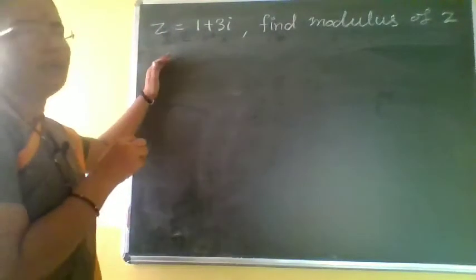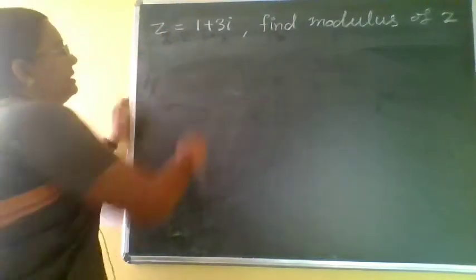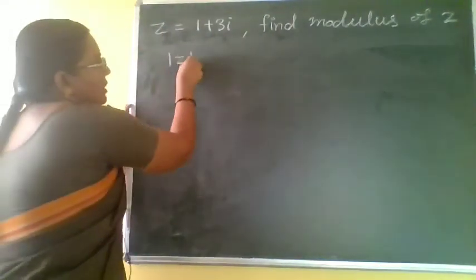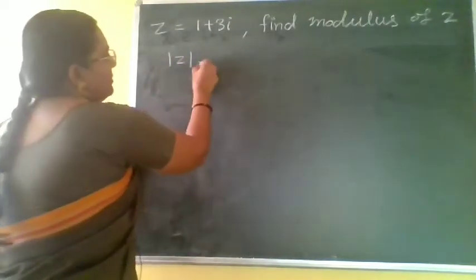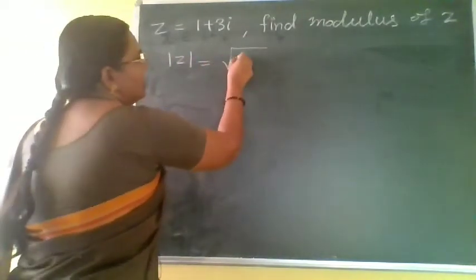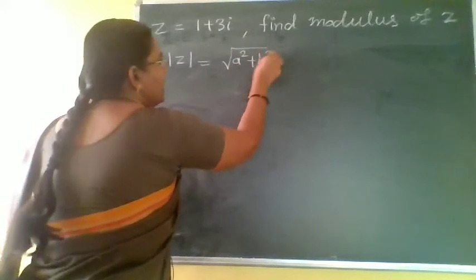Then we have to find the modulus of z. This is denoted by mod of z. And what is the formula for that? That is equal to root of a square plus b square.